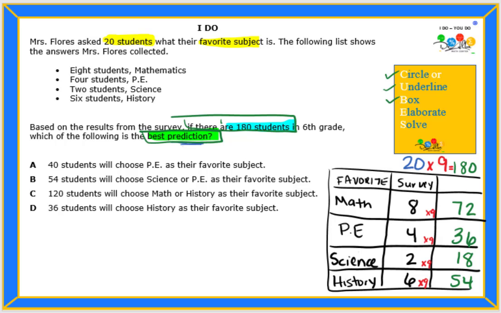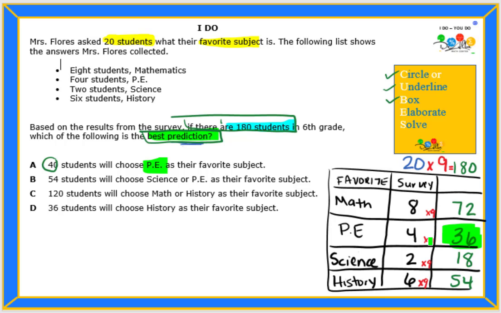Now we can look at this information and see if we can answer any of these questions. 40 students will choose PE as their favorite subject. So let's take a look at that. We have 40 for PE. For PE, I did not get 40, I got 36. Okay, so let's look at the next one.